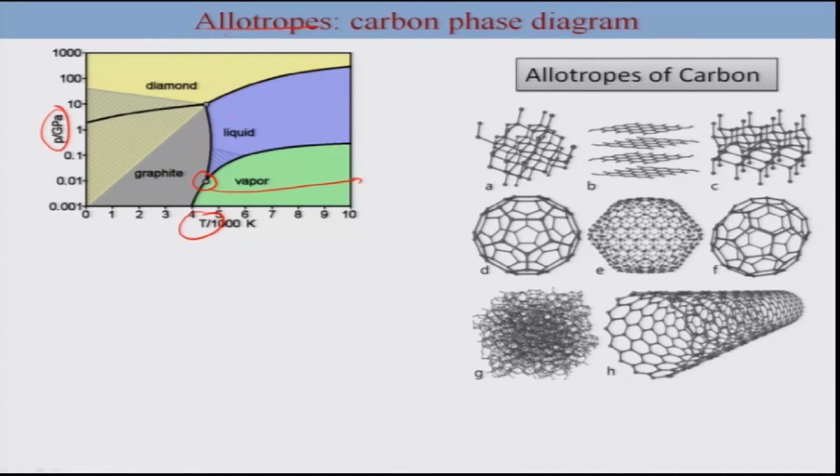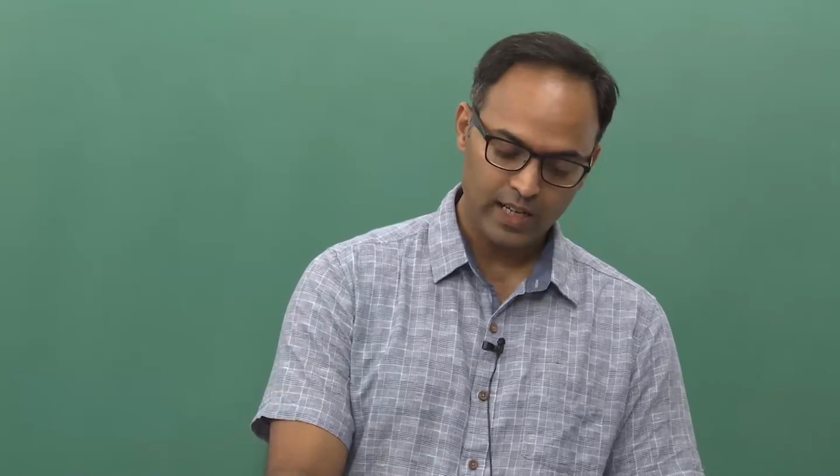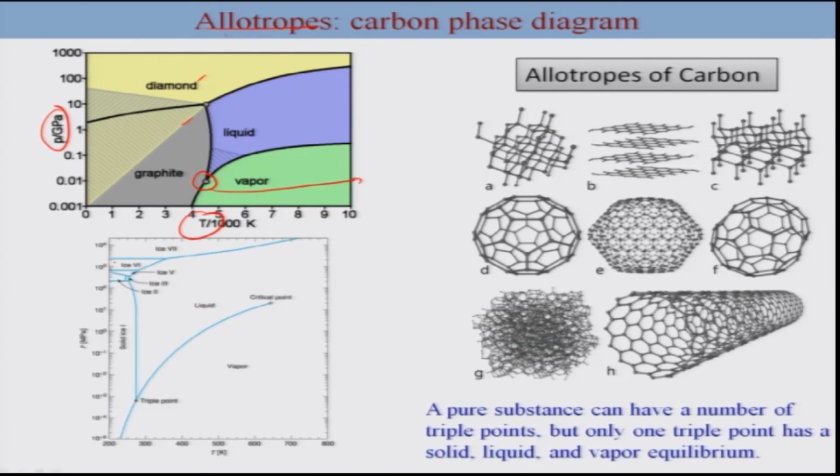So, the triple point will be one for a system where vapor, liquid and solid coexist, but there could be other triple points where you can have two solids coexisting with liquid, or three solid phases at coexistence. This is just an example of graphite, diamond and carbon liquid at very high temperature for that matter. The other example would be your ice.